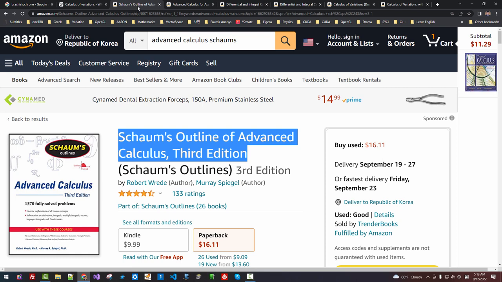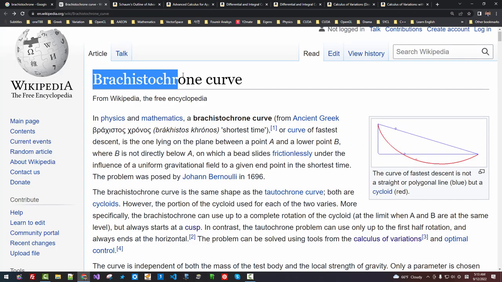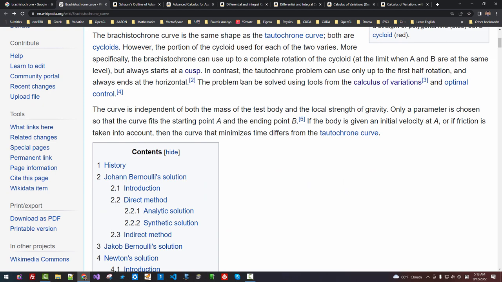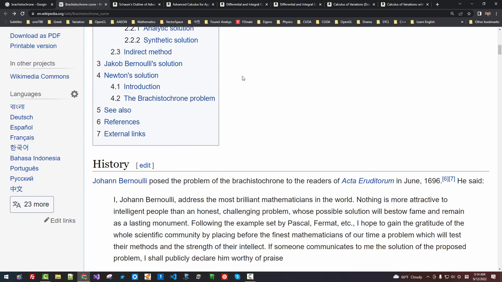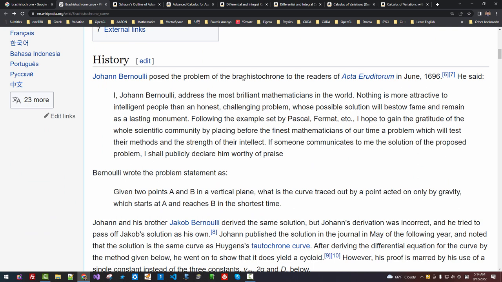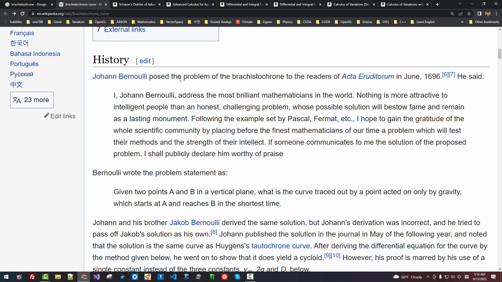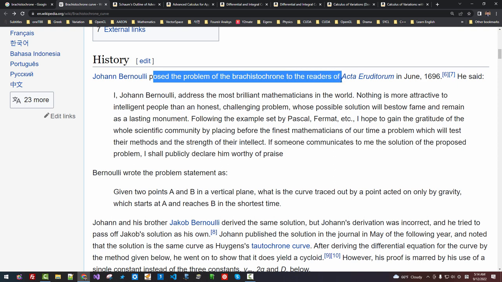Now, back to the brachistochrone curve. I would read a little bit more. If you scroll down, there is a very interesting history. Johann Bernoulli posed the problem of the brachistochrone to the readers of Acta Eruditorum in June 1696.